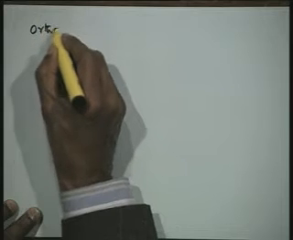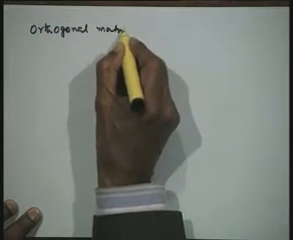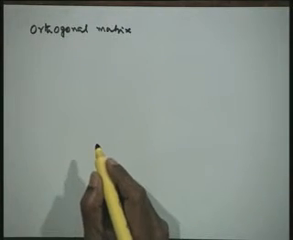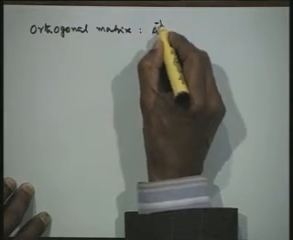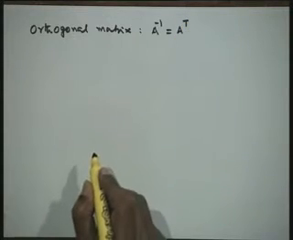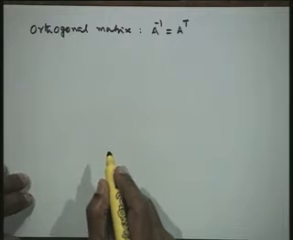Now let us define an orthogonal matrix, which is a very important matrix for our purpose, because finding the eigenvalues using numerical methods would entirely depend on the construction of orthogonal matrices. So we define the orthogonal matrix as A inverse equal to A transpose. That means the inverse of a matrix A is the same as the transpose of the matrix A.